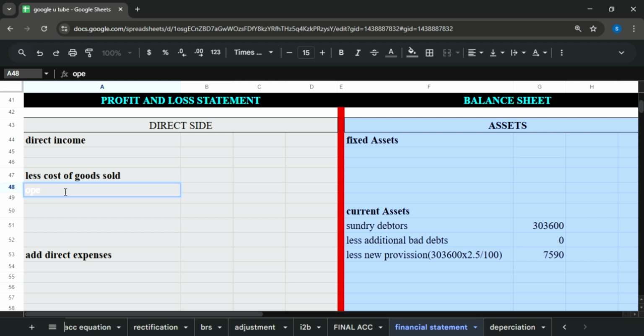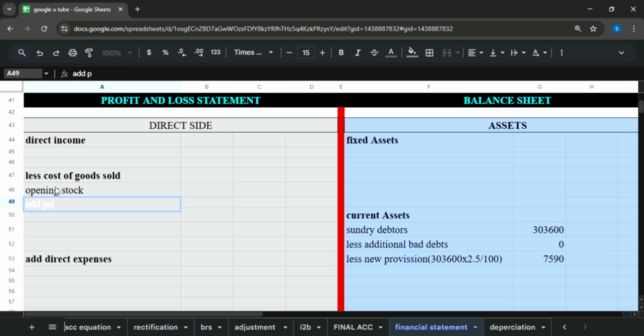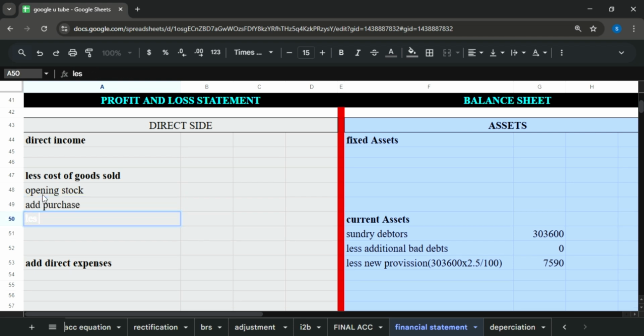Here you will be writing opening stock, which is not present, but opening stock. Then you need to add purchase and then less overcast. So this overcast 6,000 would be written over here.